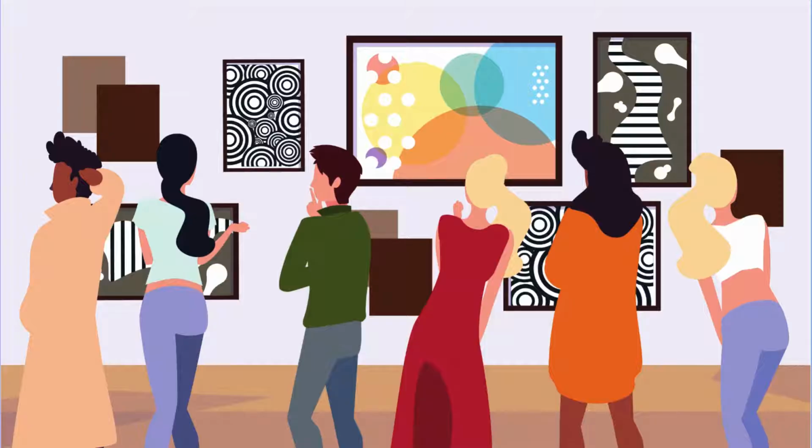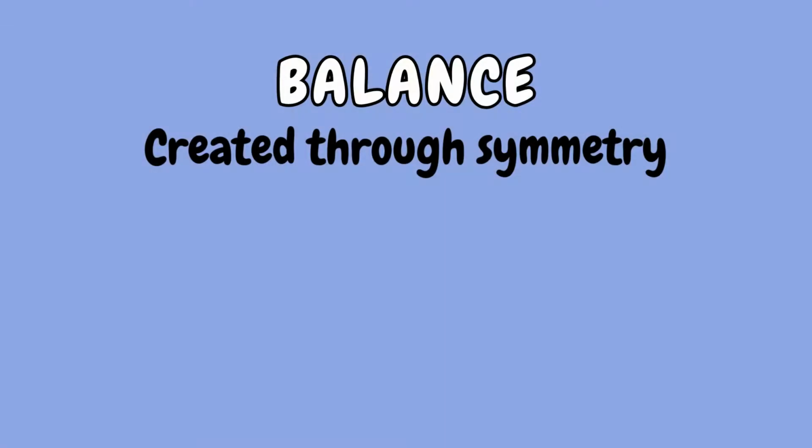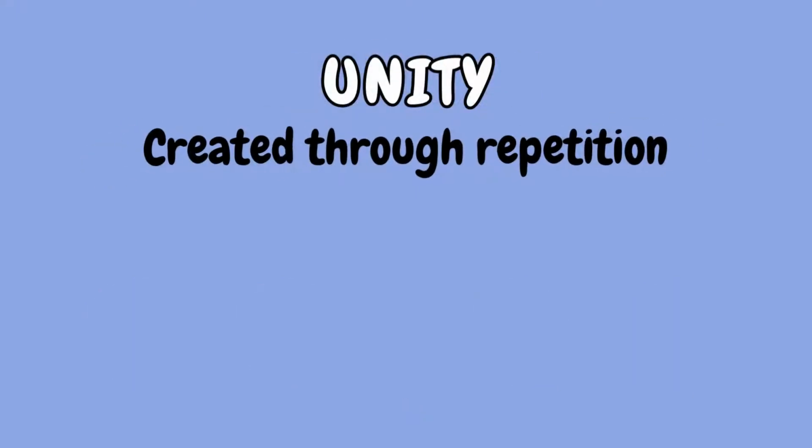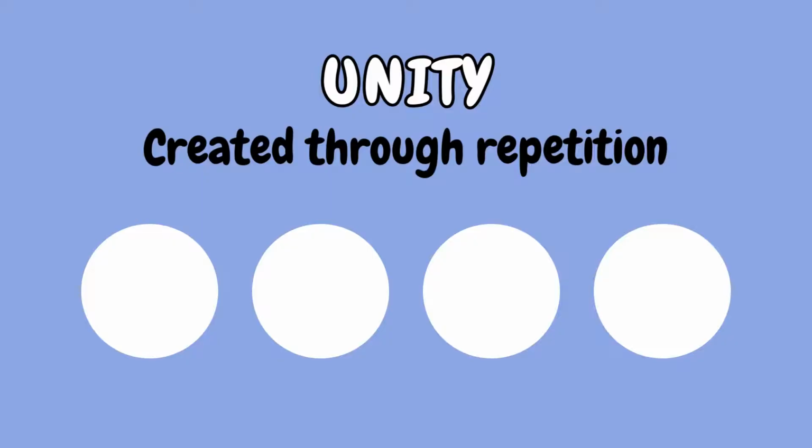Let's take a quick look at each of these principles. Balance creates a sense of stability and harmony by equally distributing visual weight throughout the composition. Unity is created when all of the elements in the composition feel like they work well together.